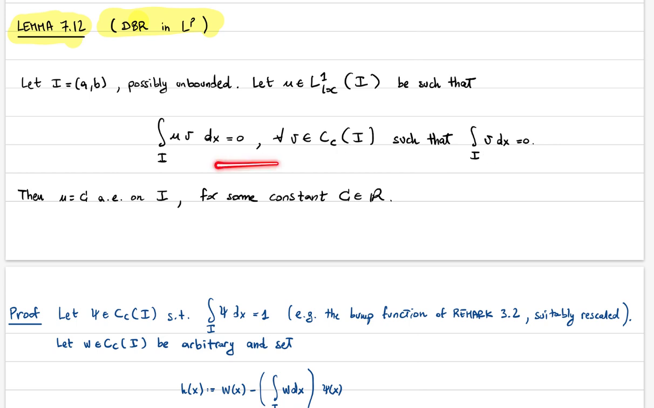So this is the assumption we had also in the old Dubois-Reymond lemma, meaning that U against V is 0 for all functions compactly supported with 0 average. Then the conclusion is that there exists a constant C in R, such that U is equal to C almost everywhere on I. And okay, let's prove this.